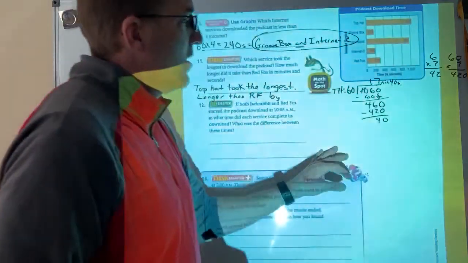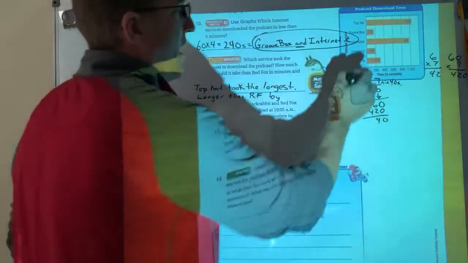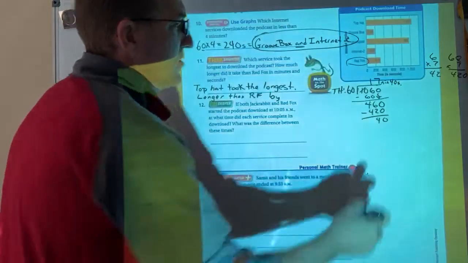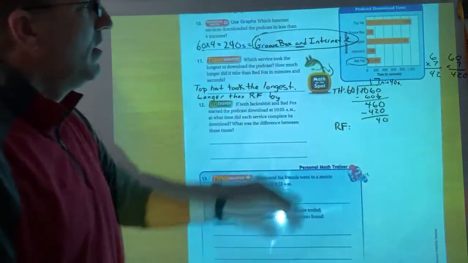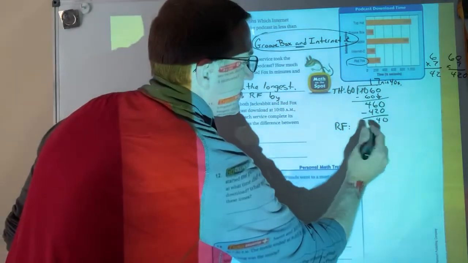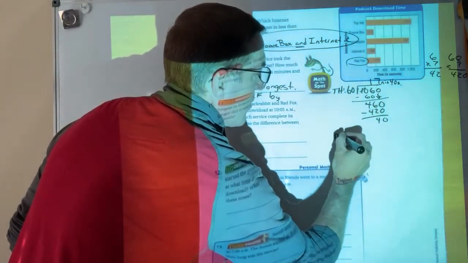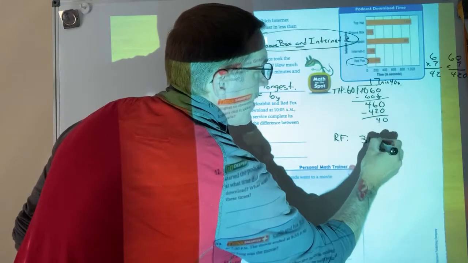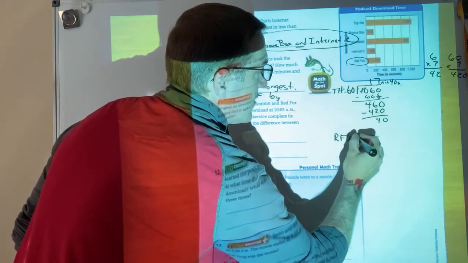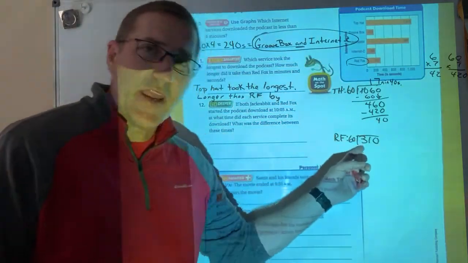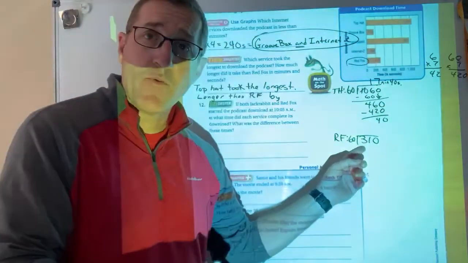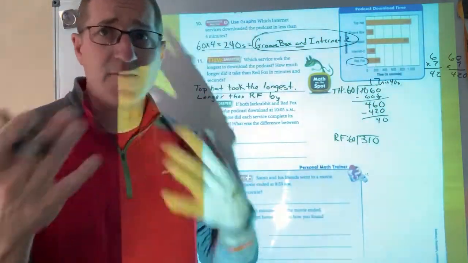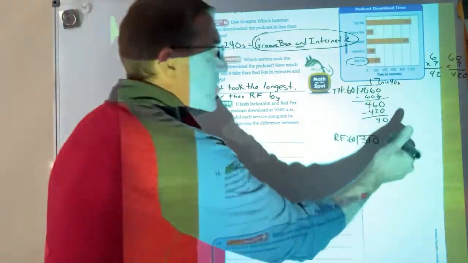Now my other problem is to do Red Fox. Red Fox is right here. Red Fox is 310. So I'm going to have to do it down here a little bit more. 310 divided by 60. Will 60 go into 3? No, of course it won't. If I've got $3, I can't give you 60. Will it go into 31? No, if I've got $31, I can't give you $60. But it will go into 310.